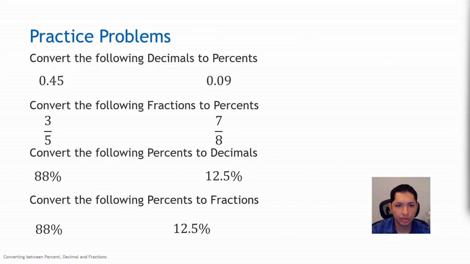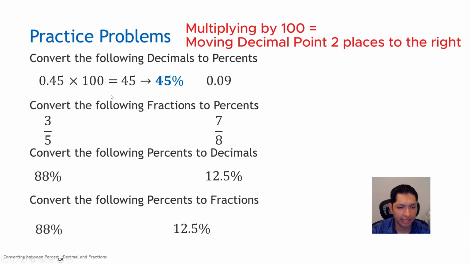So those are all the steps you need to convert between percents, decimals, and fractions. So let's just work some quick example problems of each type. Let's first convert the following two decimals into percents. So here we start with 0.45. To convert it into a percent, I am going to multiply that value by 100, and that becomes 45, and then I add the percent sign at the end, so it becomes 45%.